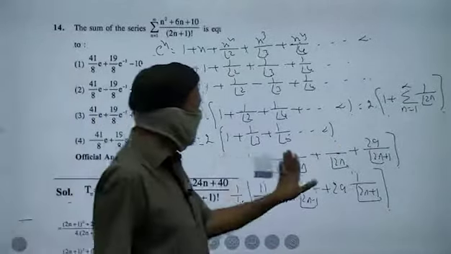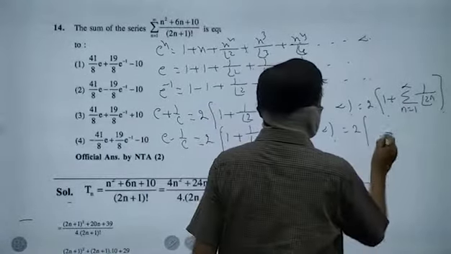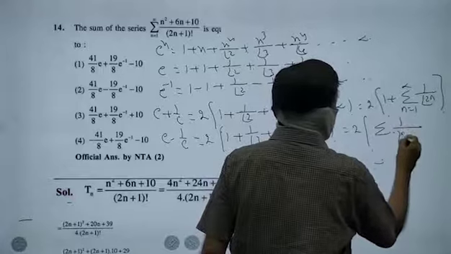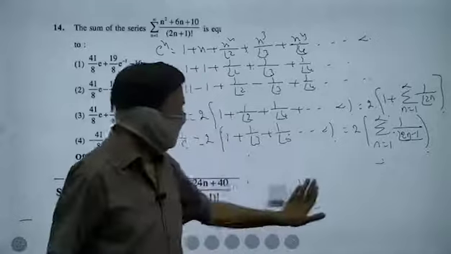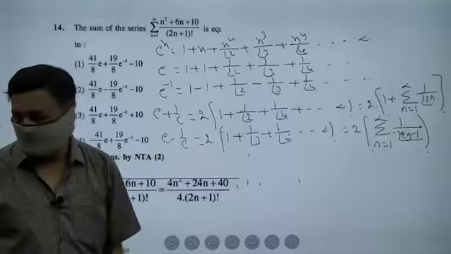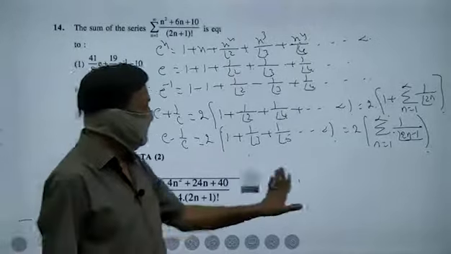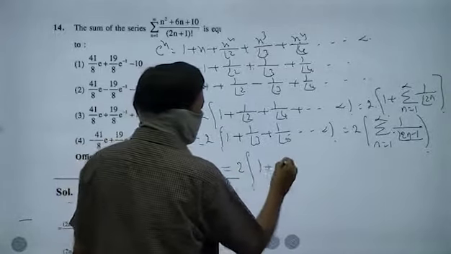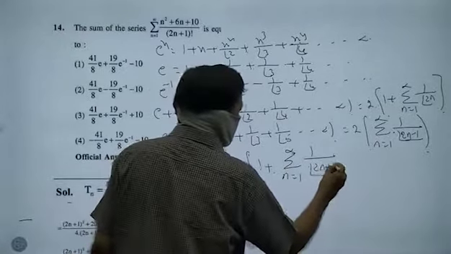Right? Understood? Now, this is nothing but 2 into sigma 1 by factorial 2n minus 1. Okay, understood? Now listen, this is also equal to 2 into 1 plus sigma n is equal to 1 to infinity 2n plus 1.